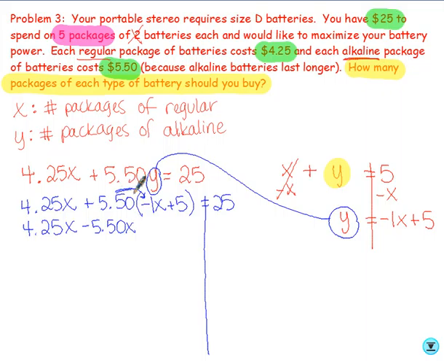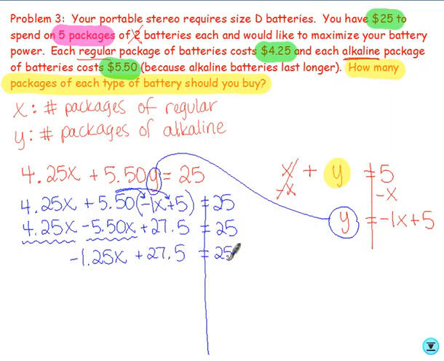In your calculator, 5.50 times 5, type it in your calculator. I got 27.5, equals, keep the 25. What do we do after we distribute? We always combine like terms. So 4.25x minus 5.50x is negative 1.25x. Keep the positive 27.5. Keep the 25.